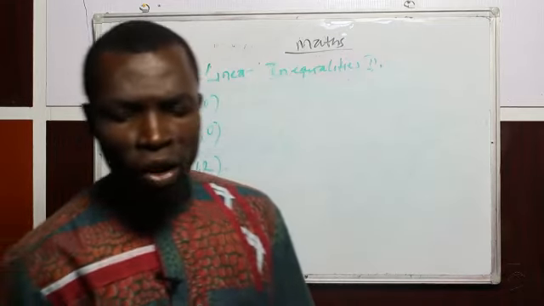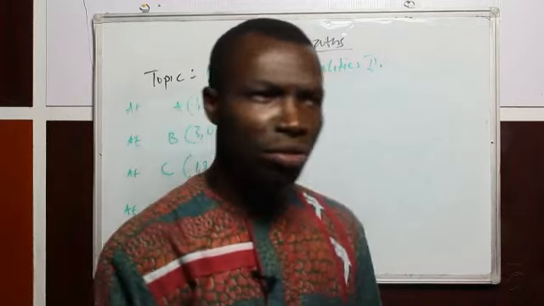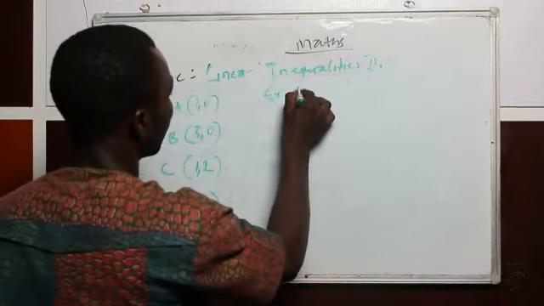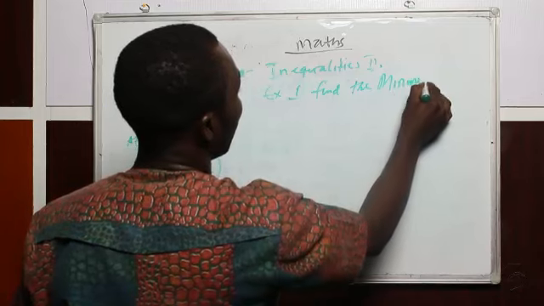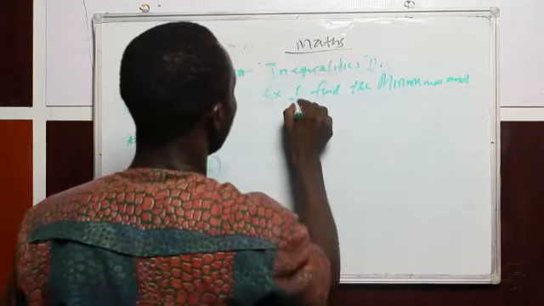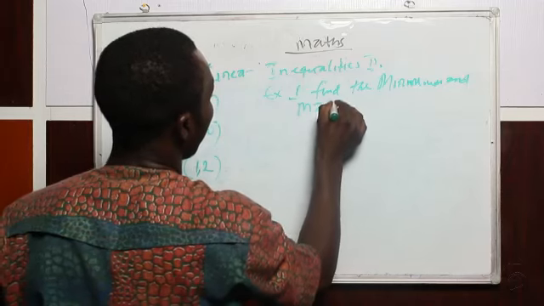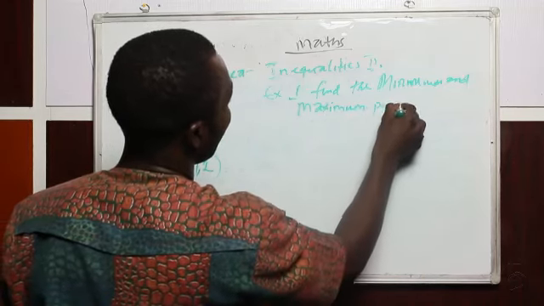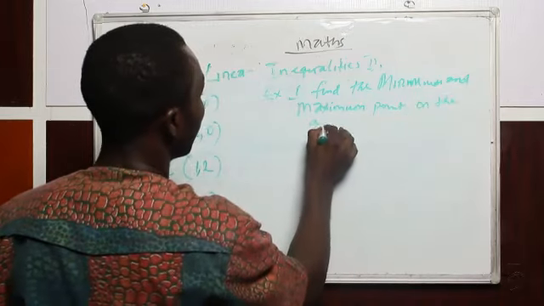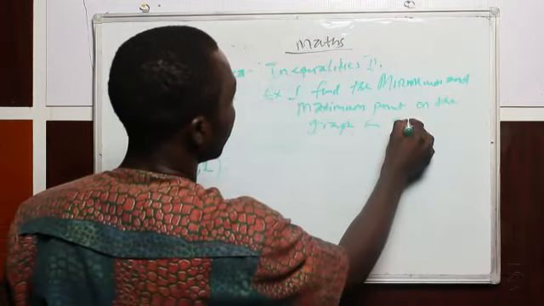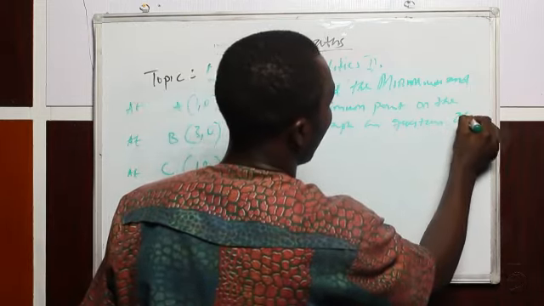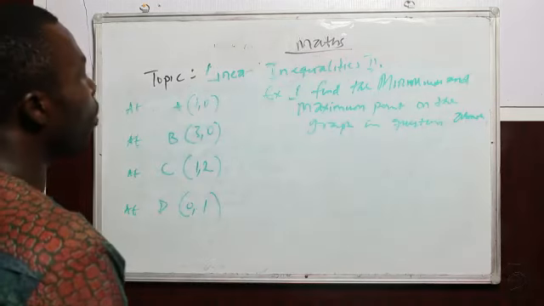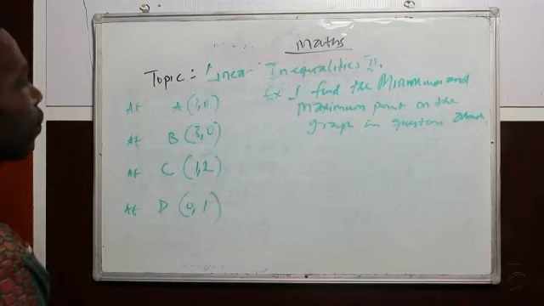Now, let's consider these questions. Find the minimum and maximum value of the graph we've drawn with a function. Example 1: find the minimum and maximum point on the graph in the question above.